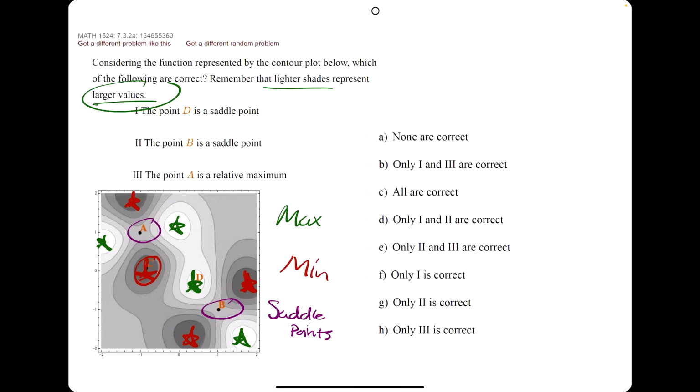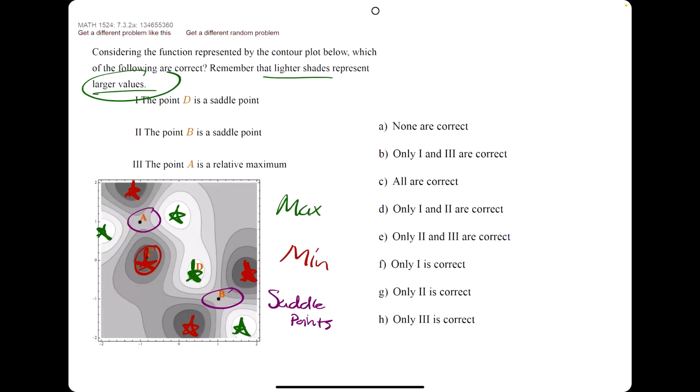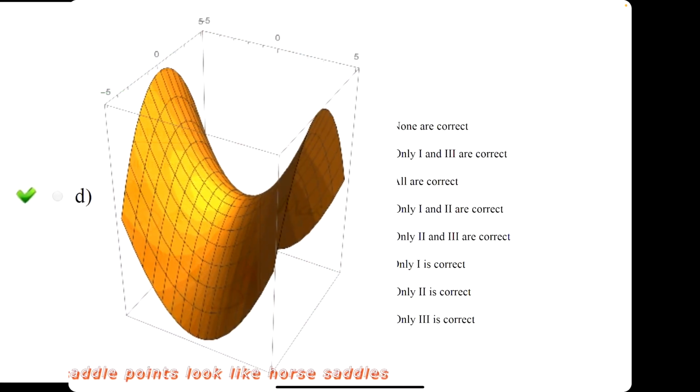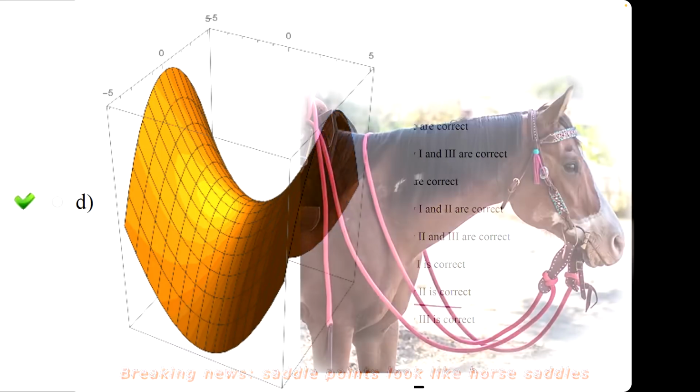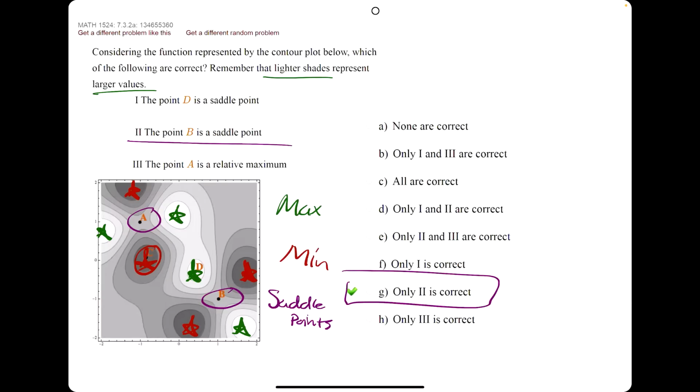So saddle points are kind of like this in-between area where you have surrounding maxes and mins. And in a 3D context, you could probably see saddle points in some of the functions that we dealt with last week that you had to graph in Excel, like this one here. So with all that in mind, number 2 is the only correct answer. So G is our answer here, and we're done.